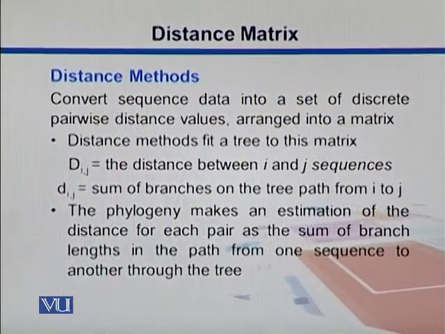So what happens here is that we convert the sequence data into a set of discrete pairwise distance values arranged into a matrix. Distance methods fit a tree then to this matrix. We have dij, that is the distance between i and j sequences, whereas small dij is the sum of the branches on the tree path from i to j. So we go on the tree and we take a path from one leaf to another. That distance is given by this small letter dij. The phylogeny makes an estimation of the distance for each pair as the sum of branch lengths in the path from one sequence to another through the tree.